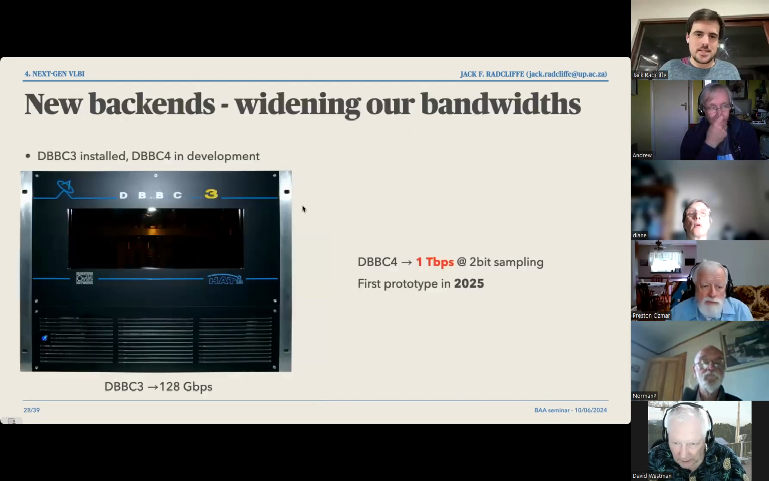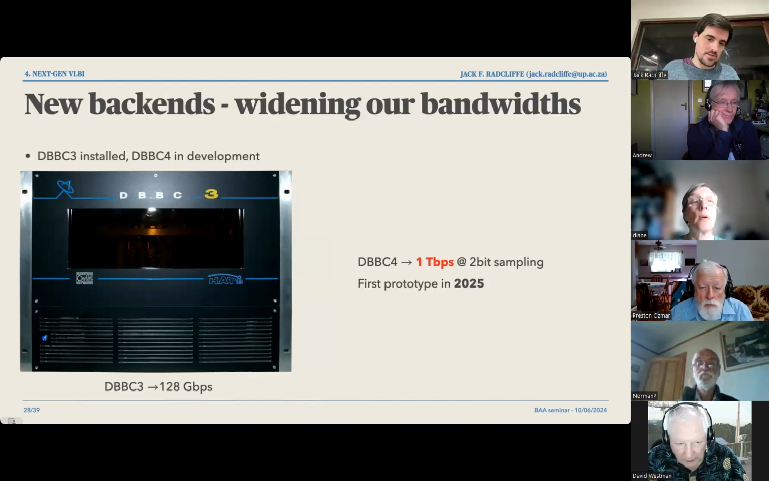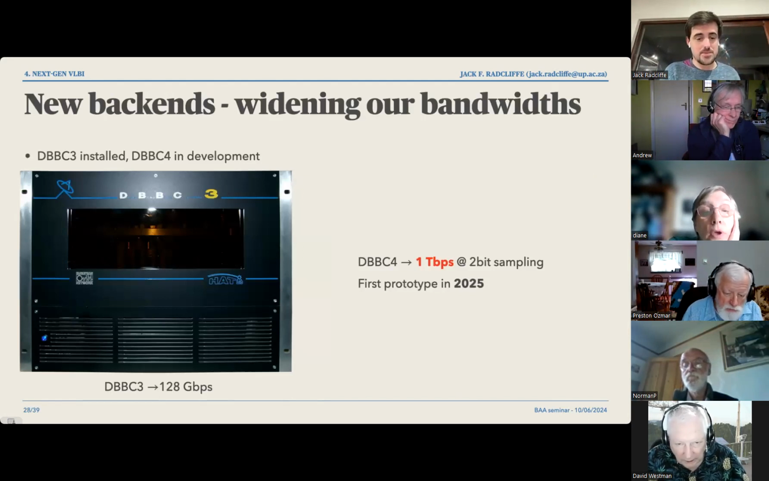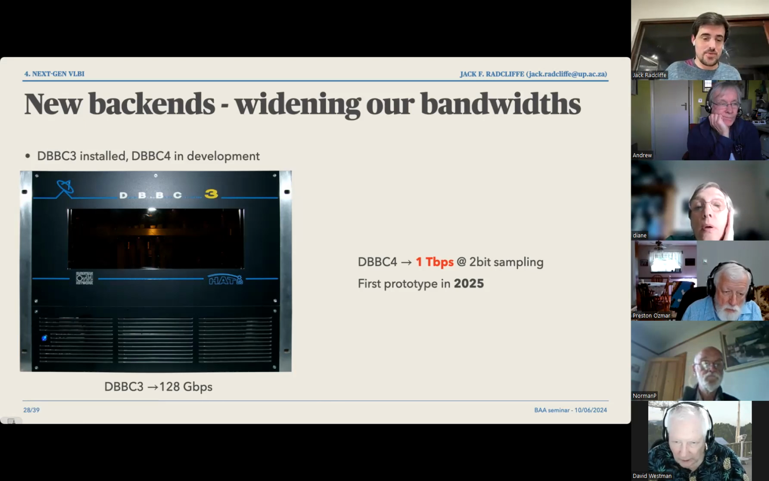So the other thing, this is kind of boring, but this is something that we need to do, is when we've got these huge receivers, with these new receivers, and we've got these very wide bandwidths, we want to be able to process the data. And we've got new backends coming. This widens the bandwidth that we can sample all at once. We'll digitize and then correlate.